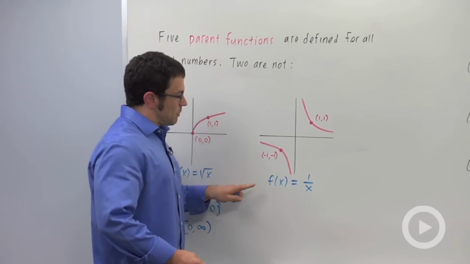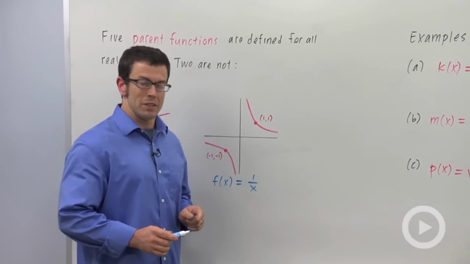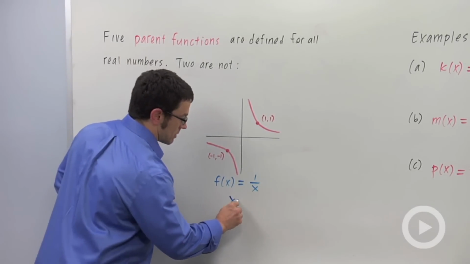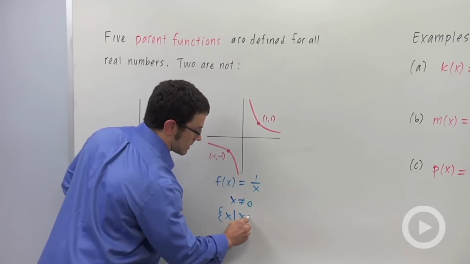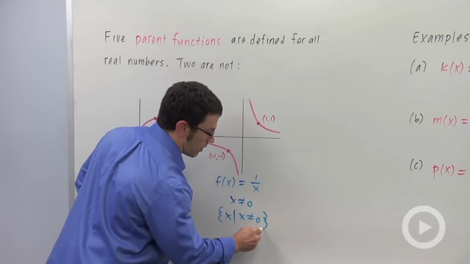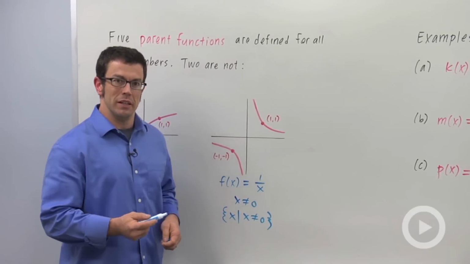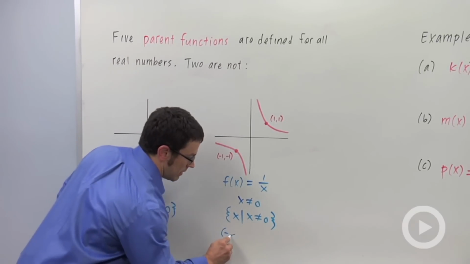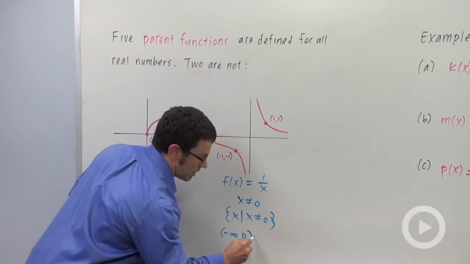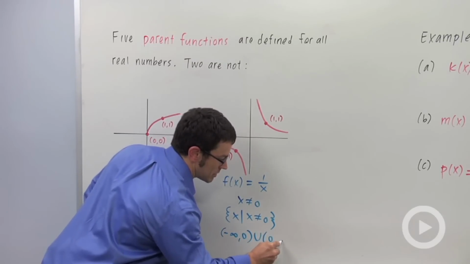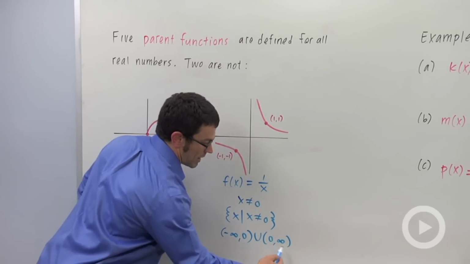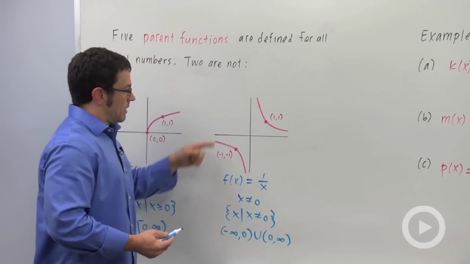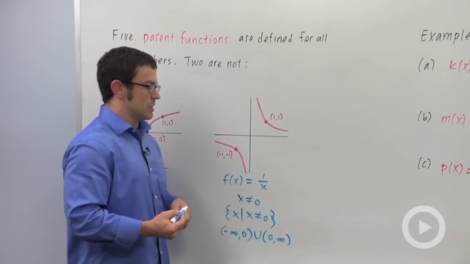Over here, the reciprocal function is defined for all real numbers except x equals 0, so x doesn't equal 0. In set notation, we'd say all x such that x doesn't equal 0. Or, it's a little more cumbersome in interval notation, but you'd say from negative infinity to 0, union 0 to infinity. So the negative numbers or the positive numbers. So this would be the domain of our reciprocal function.